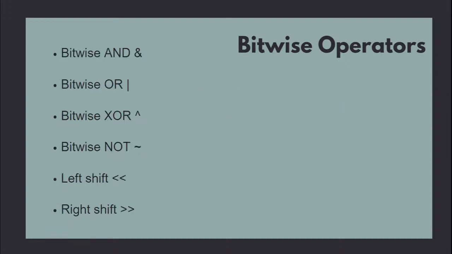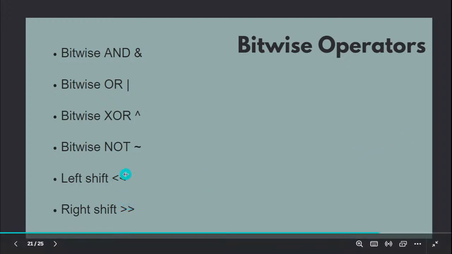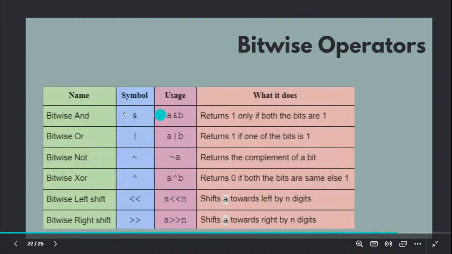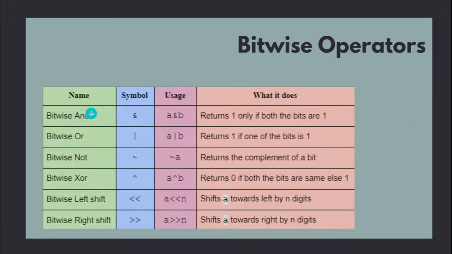For example, the bitwise operators are: the bitwise AND operator, which is a single ampersand; the bitwise OR operator, a single pipe symbol; the XOR operator; and the NOT operator, which is the tilde symbol, bitwise NOT. You also have the left shift and the right shift operators. This is left shift, this is right shift. Let us understand one by one, starting with what bitwise AND will do.